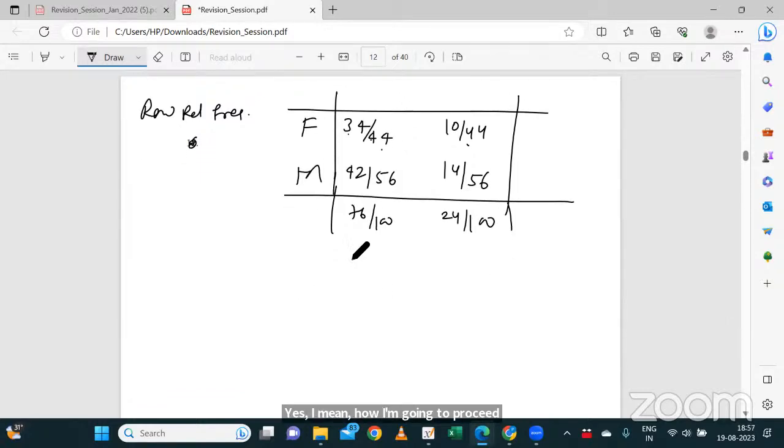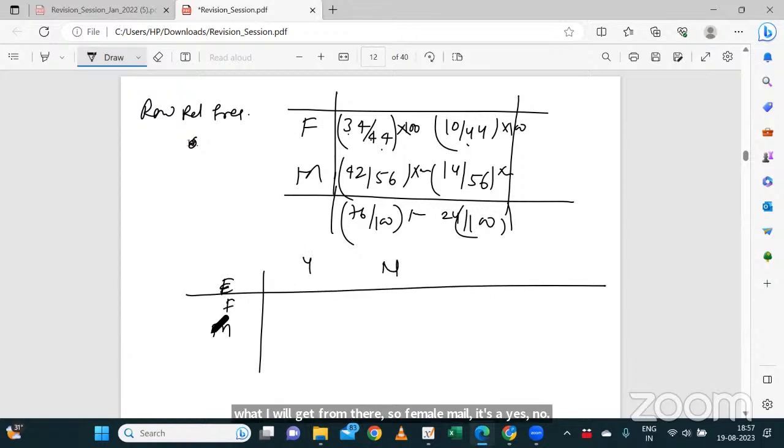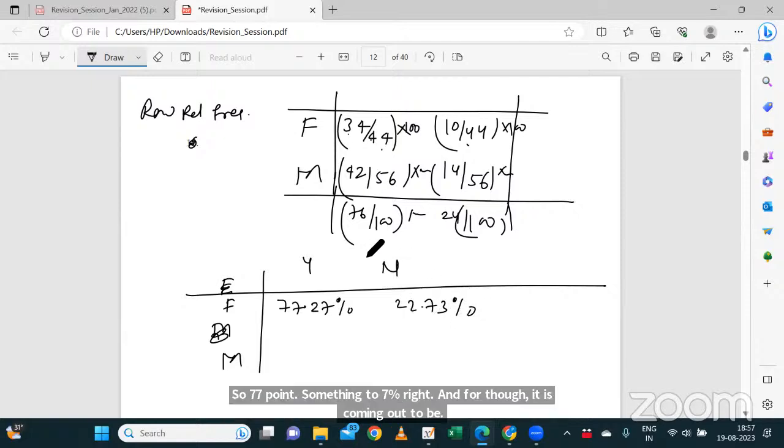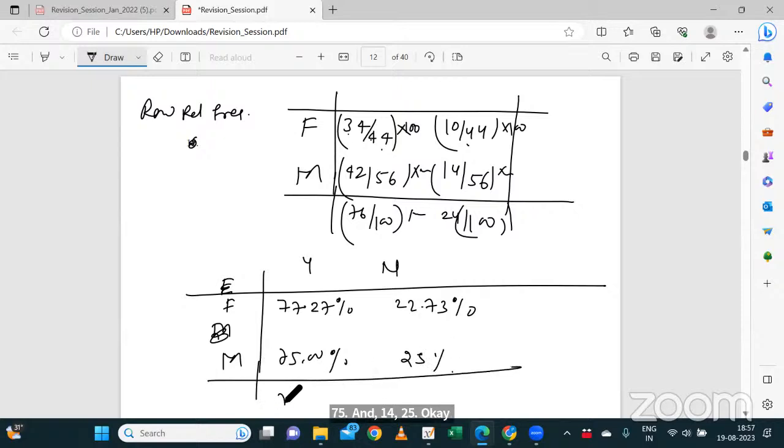Now, let's convert into percentage. For going into percentage, you just multiply by 100, so it's not a big deal. Let's multiply each observation by 100. For female, 34 divided by 44 times 100 gives 77.27%, and for the other it is 22.73. For male, 42 divided by 56 gives 75, and 14 divided by 56 gives 25. And the grand total is 76%.